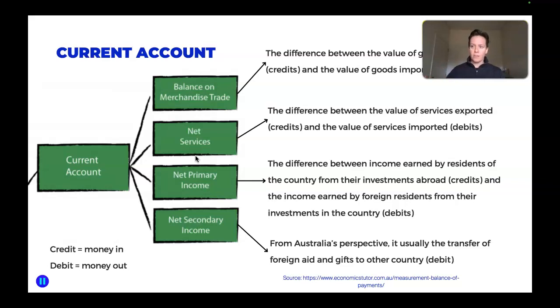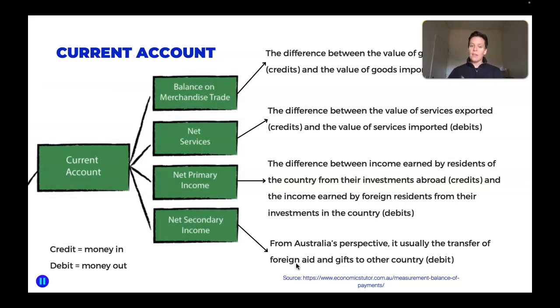That's going to help me with my understanding a little bit further down the track. And probably the nicest of the four is the net primary income, the net secondary income. I mean that in the sense that it's quite simple. So from Australia's perspective, this is usually the transfer of foreign aid and gifts to other countries. So if we provide foreign aid or a gift to another country for any reason, obviously that's money going out. That's going to be recorded as a debit.